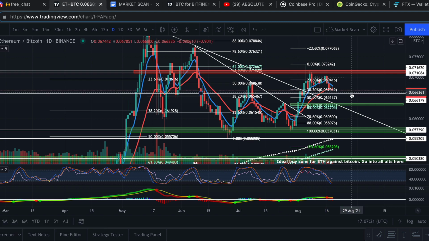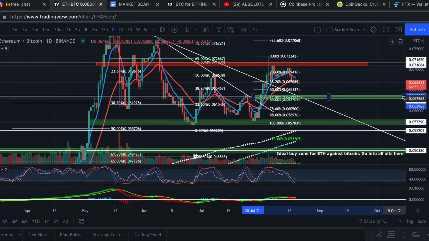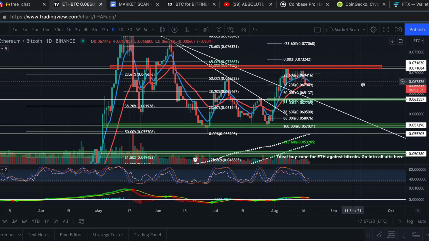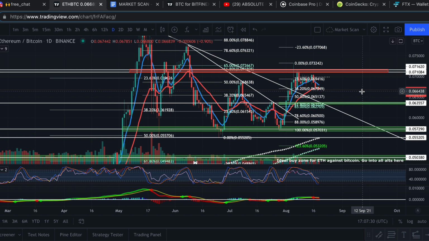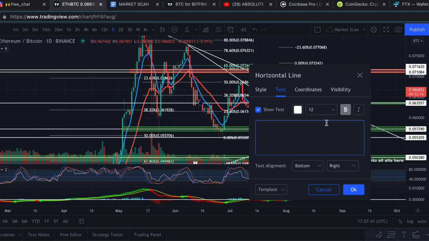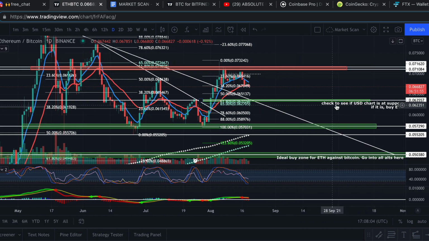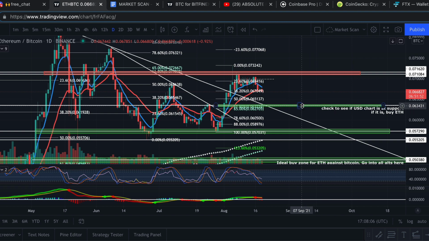So let me bring this down here, and if it hits here, I want to check this chart, and then I want to check the USD chart against it and see if it lines up, if the USD chart is at a support. So let me write that down here. I said check to see if USD chart is at support. If it is, buy Ethereum. That's what you want to do right here.